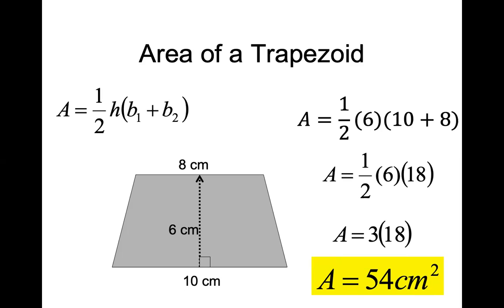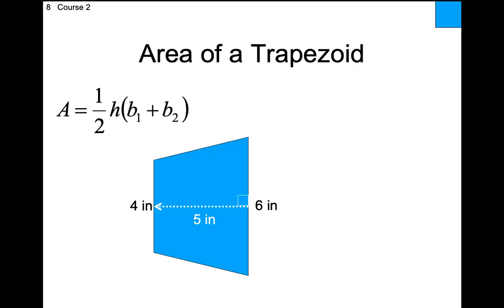With a calculator, you type it in as it appears. 54. All right, what's different with this one? It's on its side. What are the two bases? 6 and 4. What's the height? 5. What's 6 plus 4? 10. What's half of 10? 5. Times 5 is 25. So if I give you nice friendly numbers, you don't even need a calculator. Now, tonight for homework, they won't be.